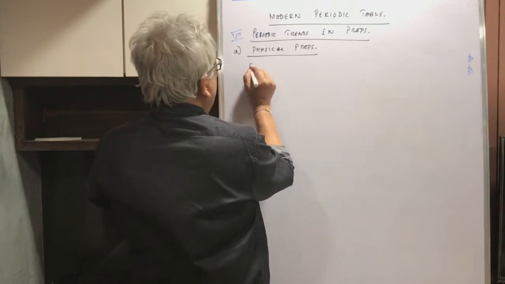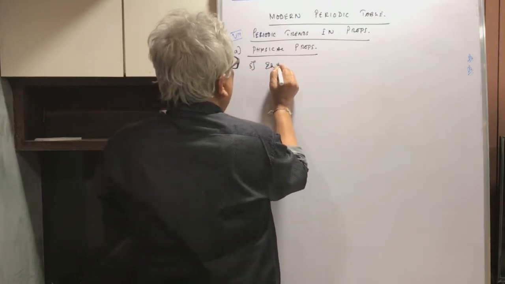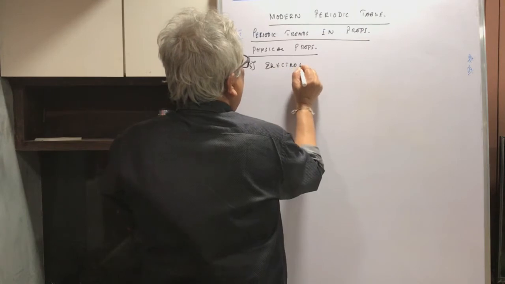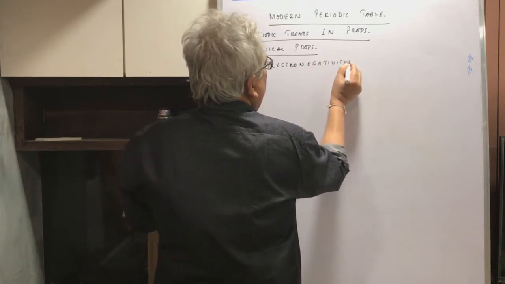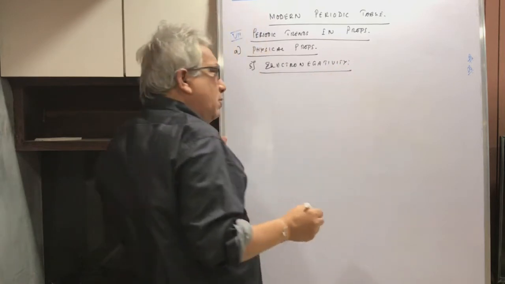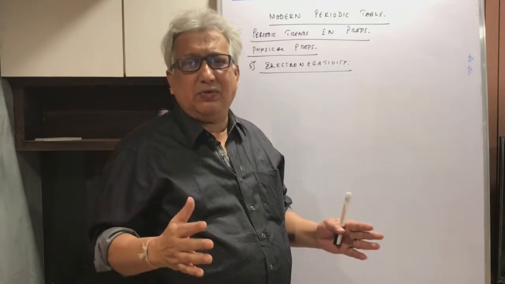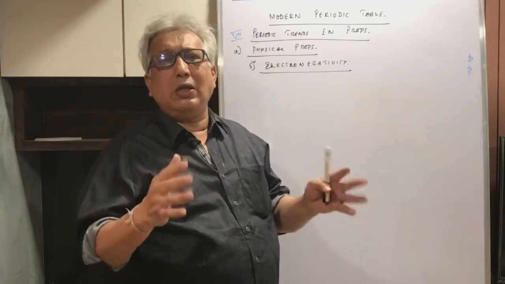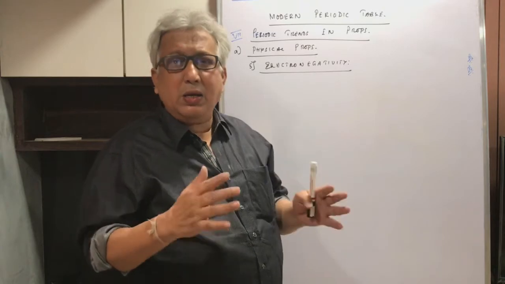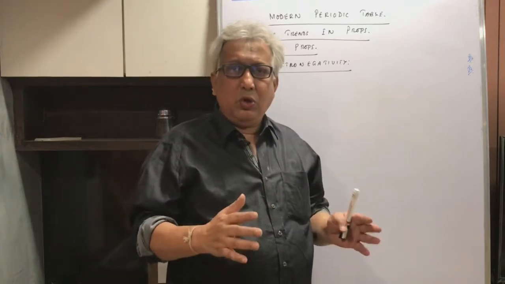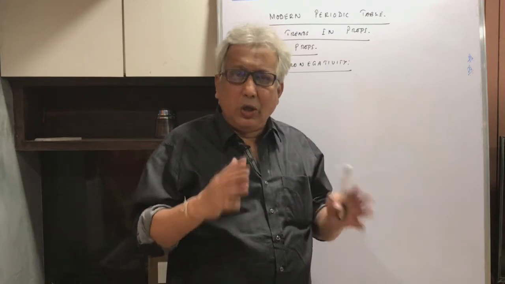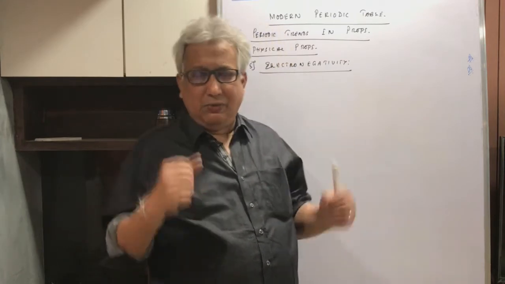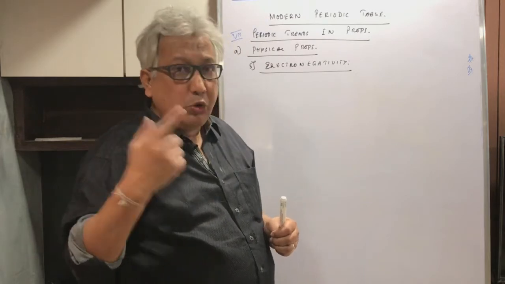So number 5, electronegativity. Now what is electronegativity? When you see the definition, we define it as the power of an atom to attract electrons towards itself in a molecule is called as electronegativity. I repeat, the power of an atom to attract electrons towards itself in a molecule is called as electronegativity. Now how do you think about it?